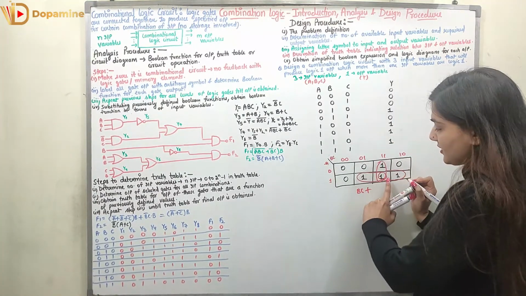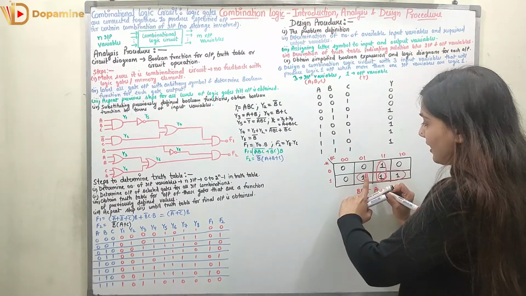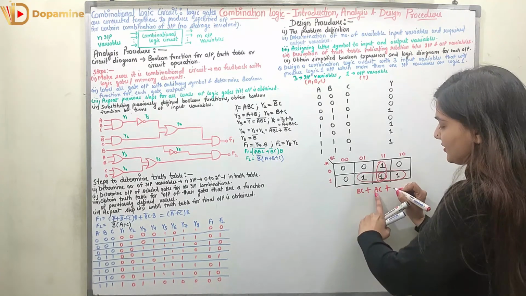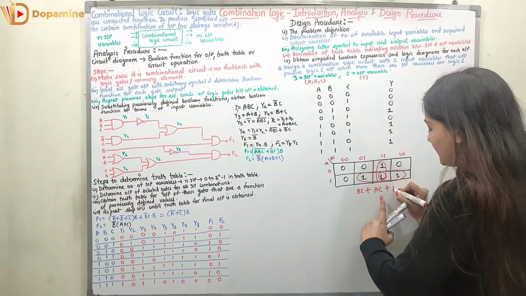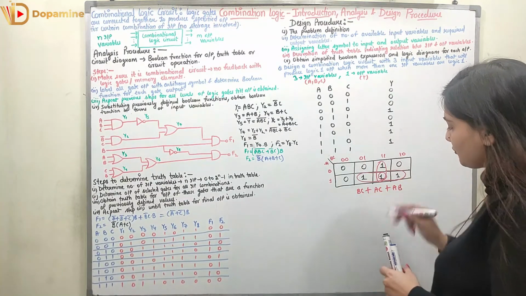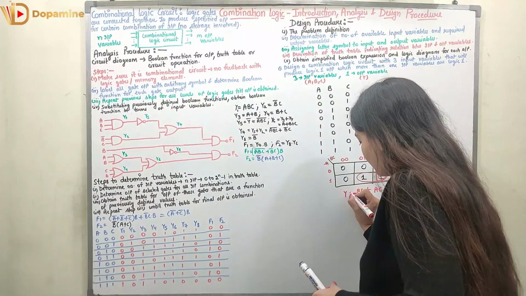Then for this and this, A is not changing, so over here we will be having A, and then C is not changing, C is 1, A is 1 and C is 1, so it is represented as AC. If I talk about these two, again A is 1 and over here B is 1, right. C is changing from 1 to 0, we will discard C. So BC plus AC plus AB is my Y.